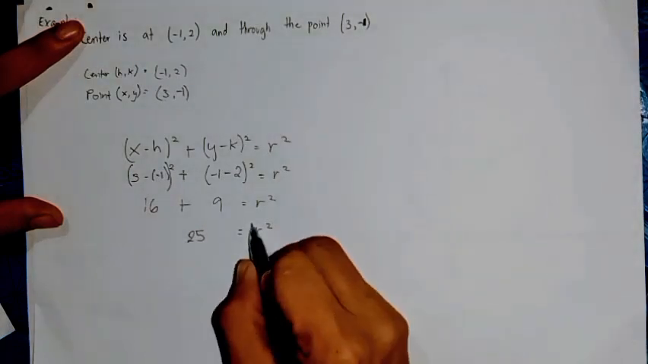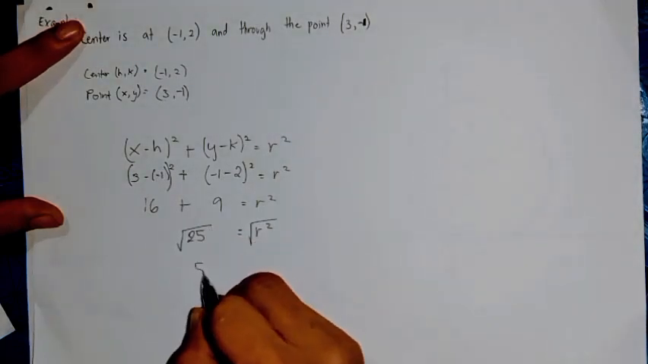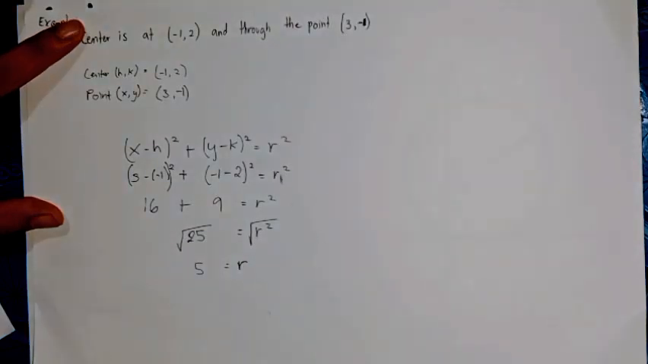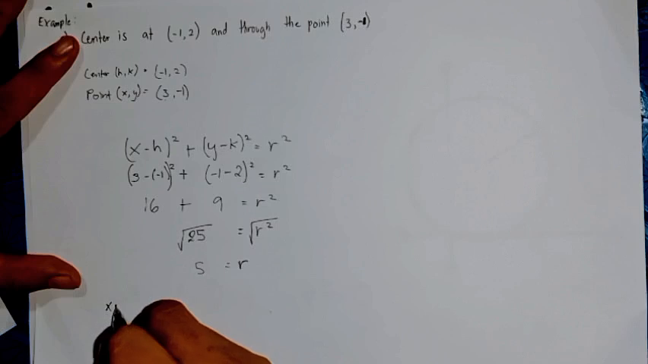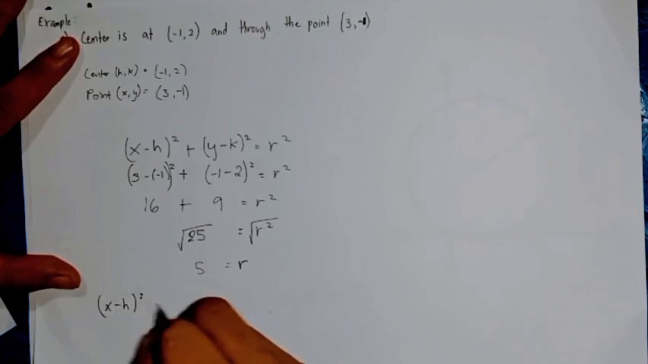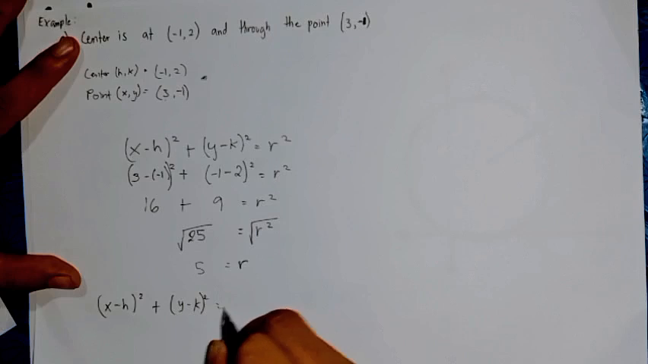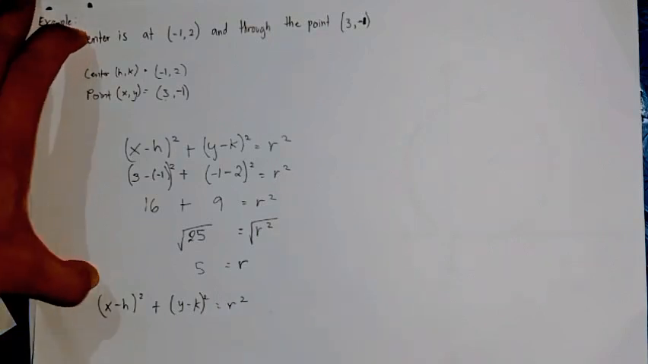Square root, we have 5 is equal to r. This is now our radius, 5. Since our standard equation is (x minus h) squared plus (y minus k) squared is equal to r squared.